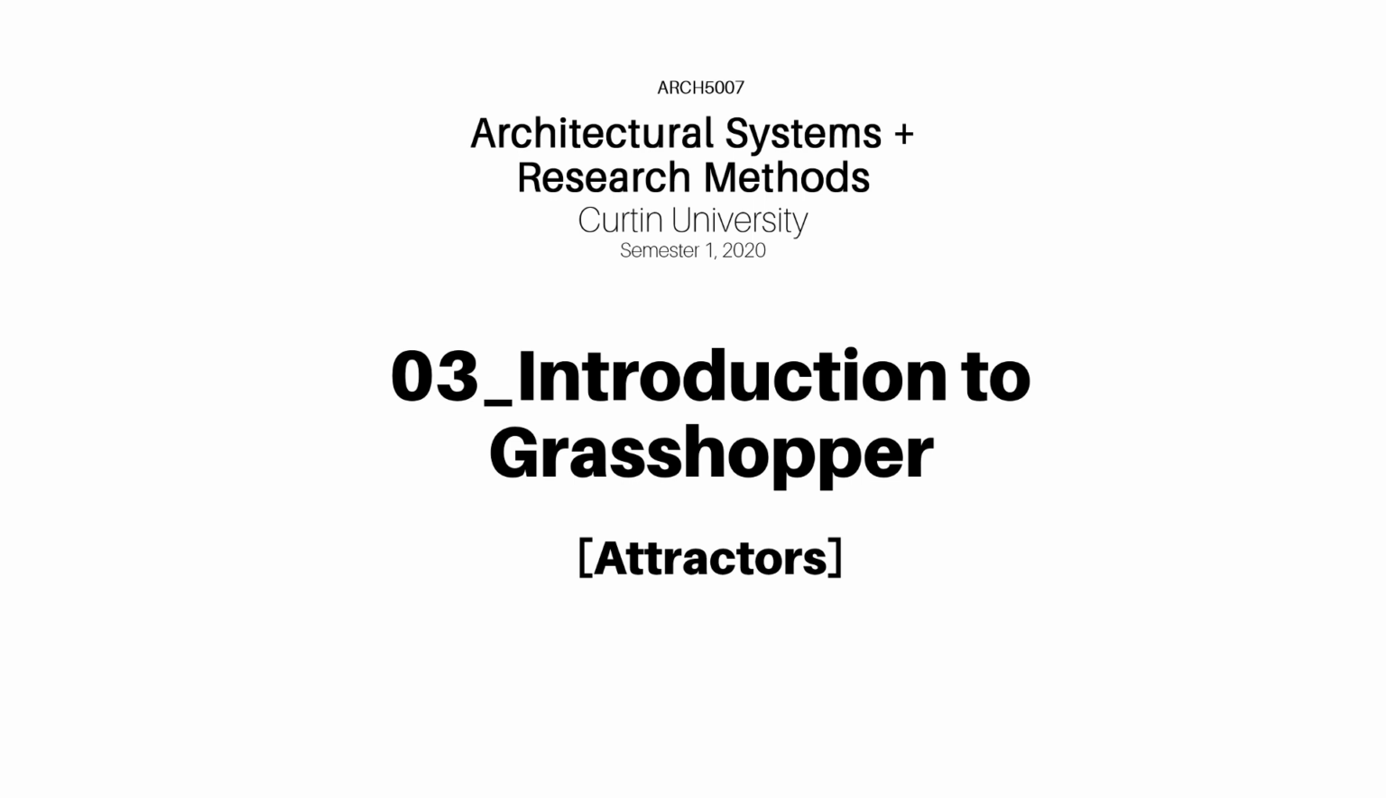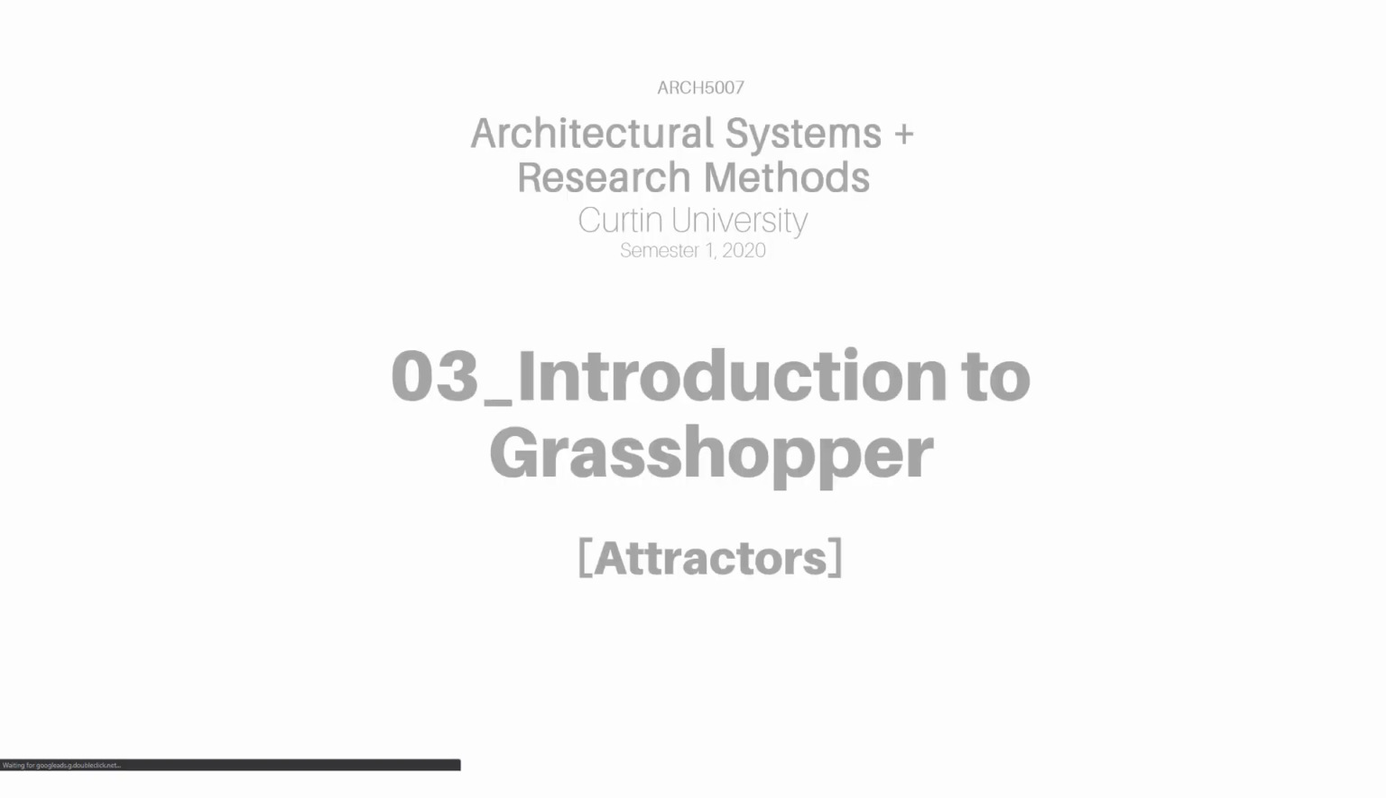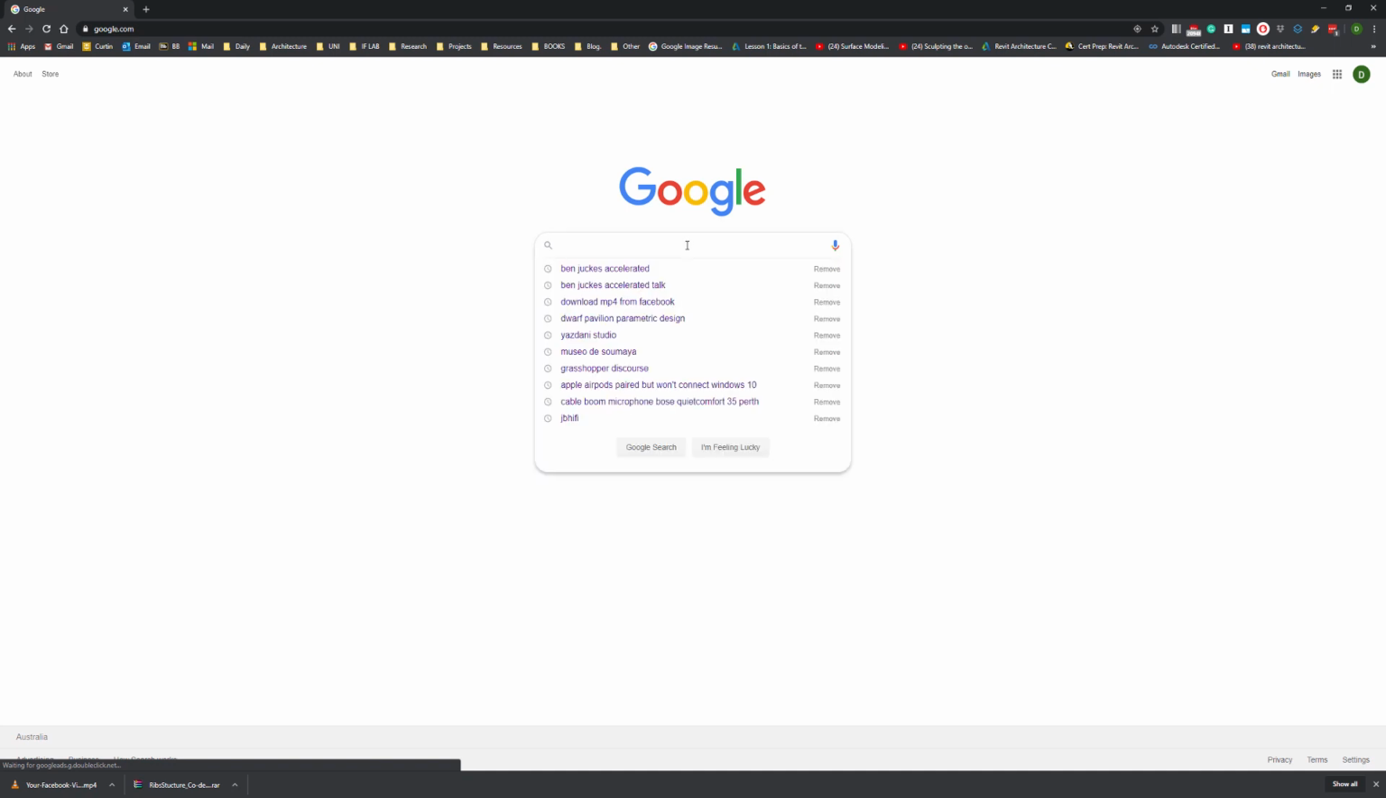In this video we're going to be working with attractors. Attractors is a great way to jump into Grasshopper, and it's quite common for it to be part of an early introductory series in Grasshopper, so I'm sure you'll see a lot of it throughout this semester. To give you an idea of what attractors are, let's just do a quick Google search.